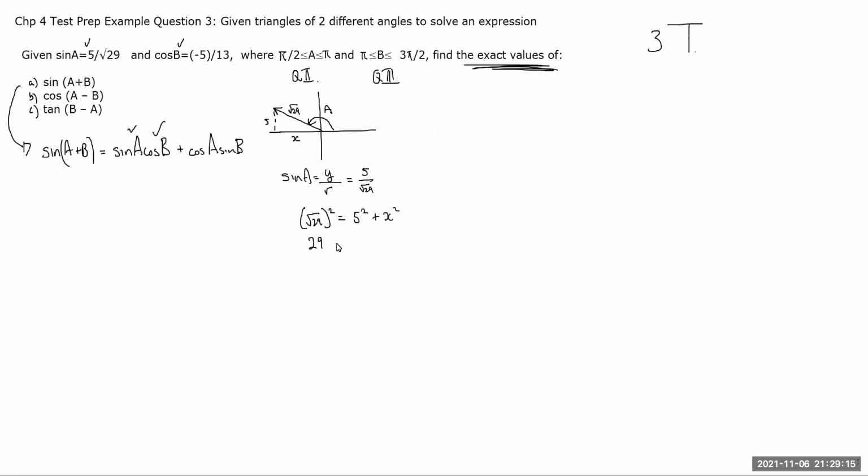So let's quickly do some algebra. 29 is equal to 25 plus x squared, and I think you can tell x squared is equal to 4. X could be positive or negative 2, but we're in quadrant 2. It's on the left side of my y-axis, so I know that it has to be negative 2. Why is that important? Well, now we can find cosine of angle A, which is adjacent over hypotenuse, which is negative 2 over root 29. Ta-da, we just found cosine A.